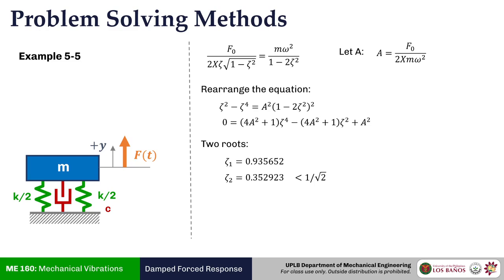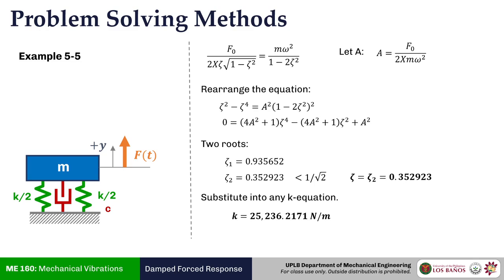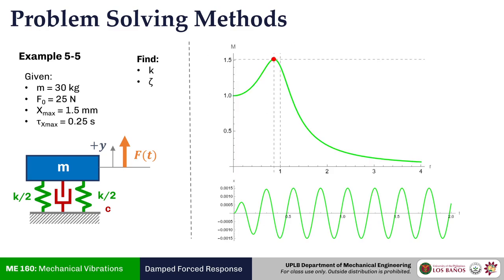So if you do that, our zeta then is this. It's 0.35, etc. So if you plug this into any of the equations for K, you also get your stiffness K, which is this value. So, ang itsura ng ating plot, it's this. So, yun, nasa peak tayo ng ating amplitude. Tapos, makita natin yung time response natin is also at the peak. So, medyo malaki-laki.